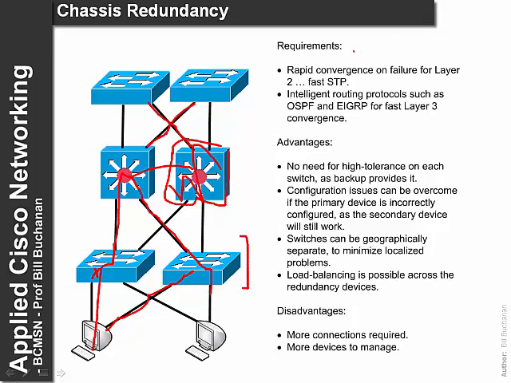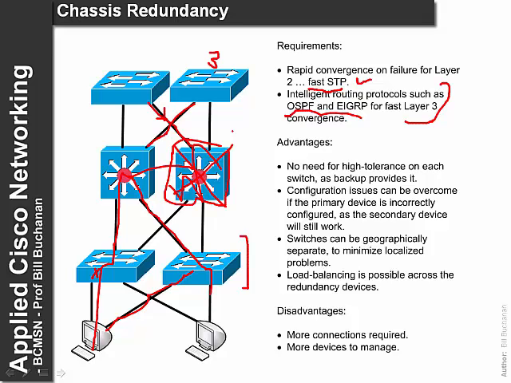What we need, though, is a fast convergence of switches. When a switch fails or a route fails, we need the network to reconverge and determine the best routes to each of the destinations. So we thus need fast spanning tree. There also needs to be intelligent routing protocols such as OSPF and EIGRP to allow for fast layer 3 convergence. These are typically event-driven routing protocols and allow for fast changes.